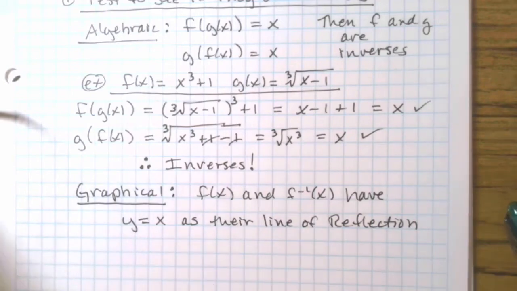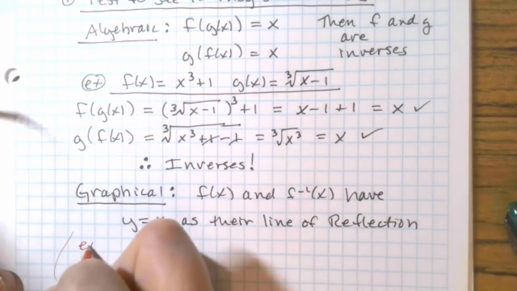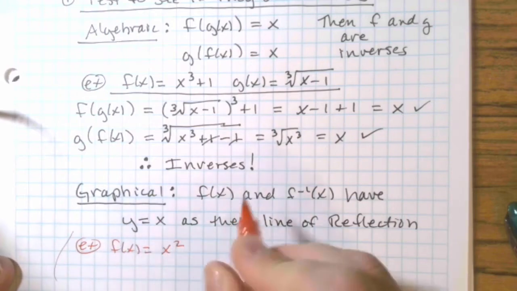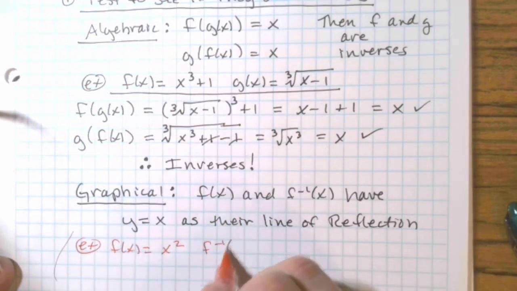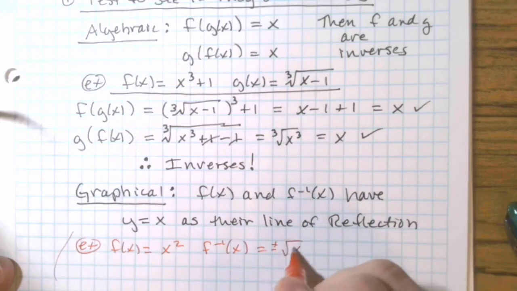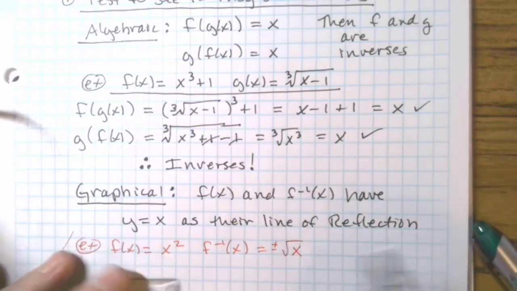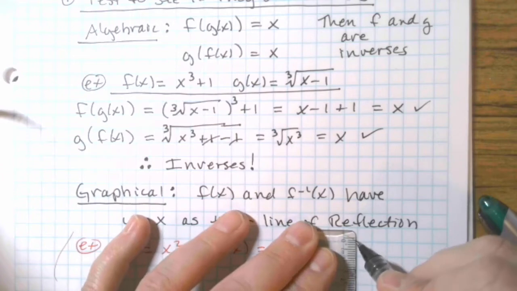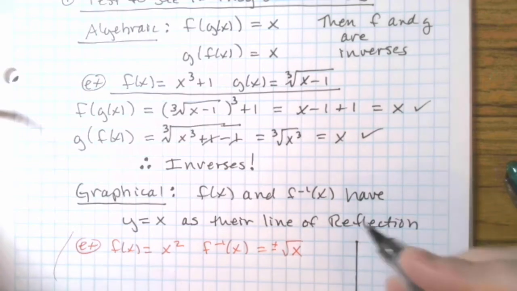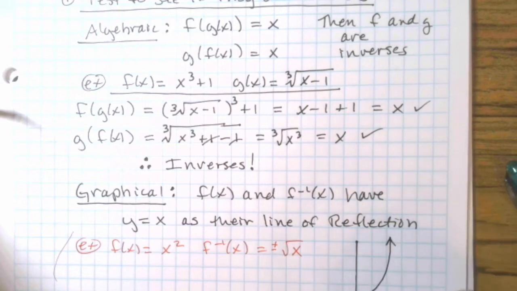So I'm going to use, as an example, f of x equals x squared, and then the inverse of that function is plus or minus the square root of x. All right, so if we were to sketch a graph of these, f of x equals x squared would be a parabola, so that one's pretty straightforward.